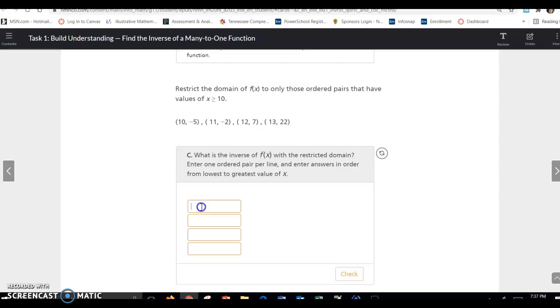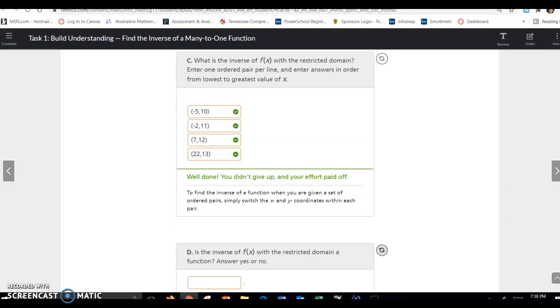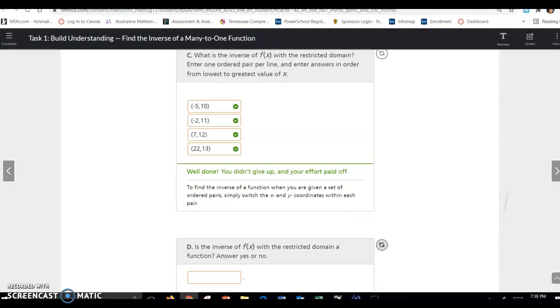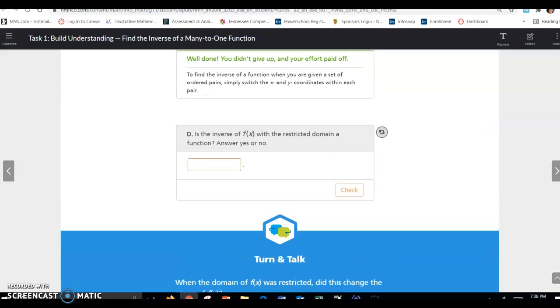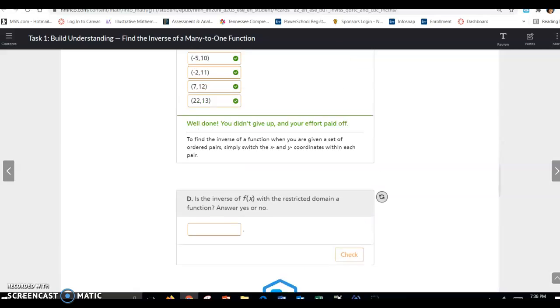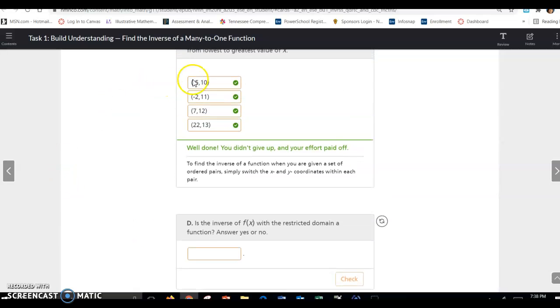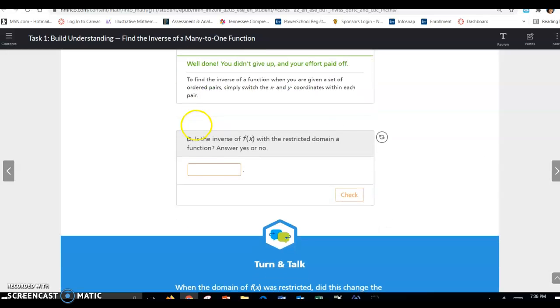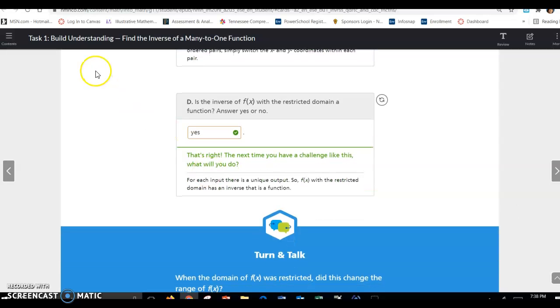The inverse of 10, negative 5 is negative 5, 10. The next one is negative 2, 11. The next one would be 7, 12. And the last one would be 22, 13. So all we had to do to find the inverse was switch x's and y's. Is the inverse of f of x with the restricted domain a function? If we look at the x's, negative 5, negative 2, 7, 22, those are all unique. So yes, once we restricted the domain, now it is a function.